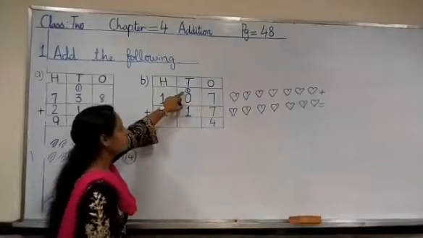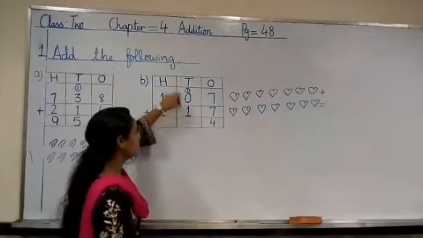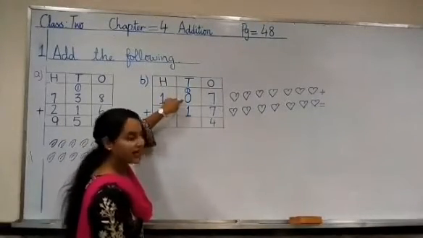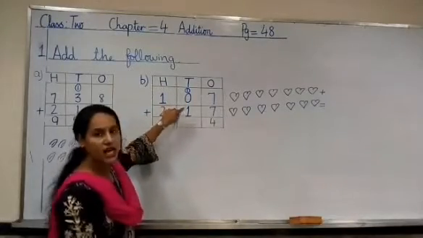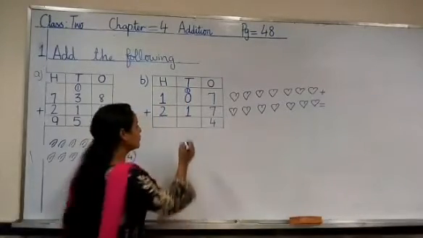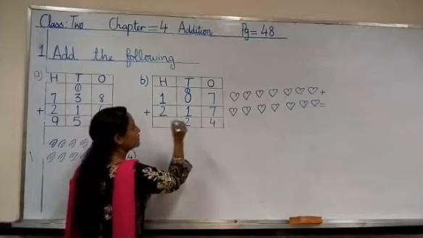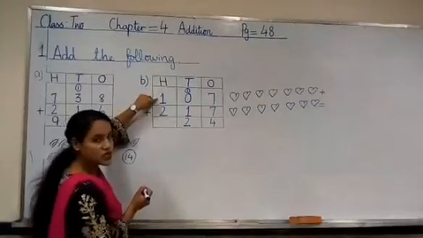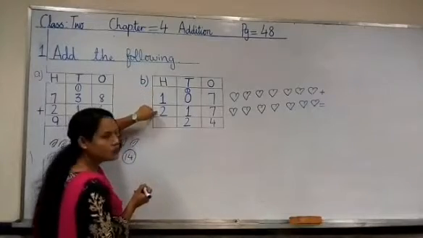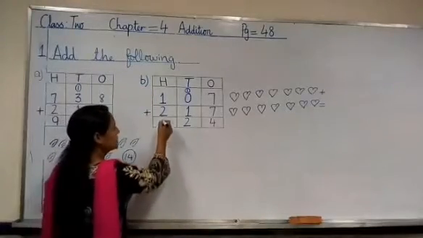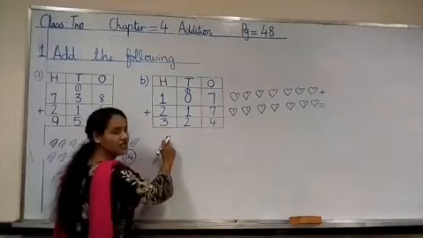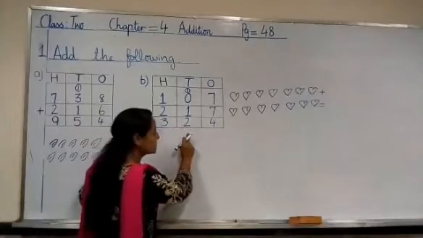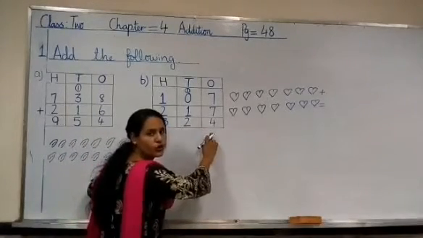Now we will add 1 plus 0, answer will be 1. And then again 1 plus 1, answer will be 2. Now we will write here number 2. Let's count hundreds now. 1 hundred plus 2 is equal to 3. So answer is 3 hundreds, 2 tens and 4 ones.